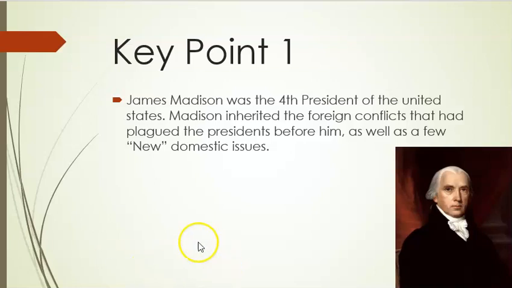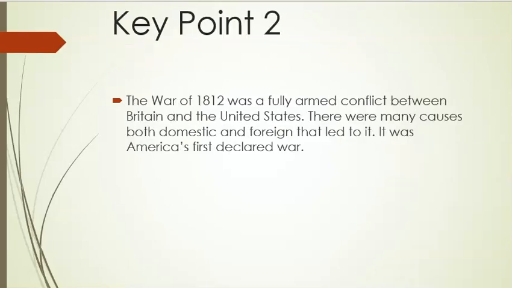His presidential terms, write these down, were 1809 to 1817. He served from 1809 to 1817. Okay, so let's get into key point two.